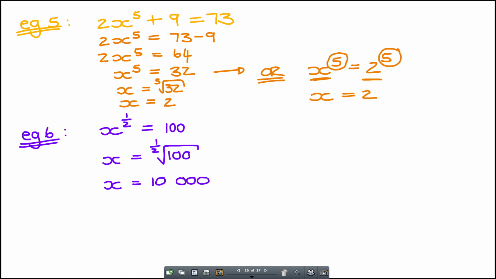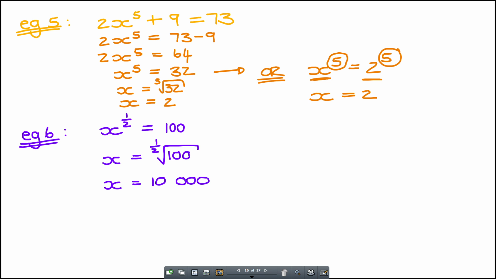So you can't do a method where you first make the x to the power of half and negative x to the power of negative. Okay, so does everyone understand?